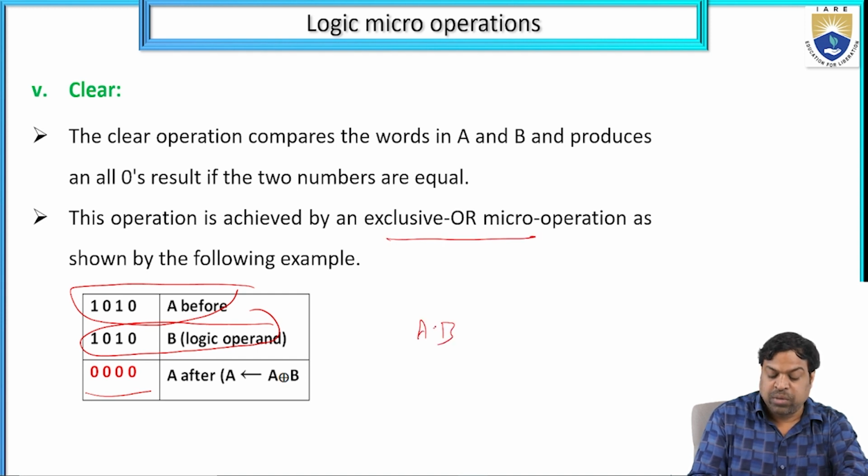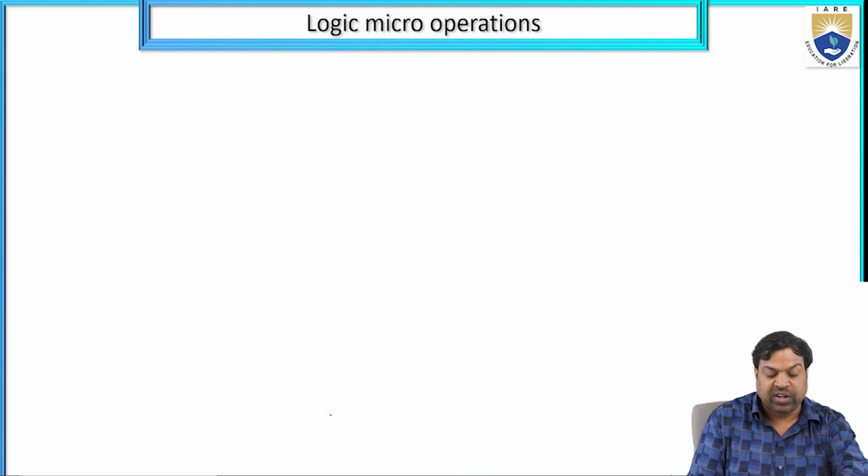A into B bar plus A bar into B. That is the XOR operation I performed with A and B. So it is the final value. And these are the references for this one.